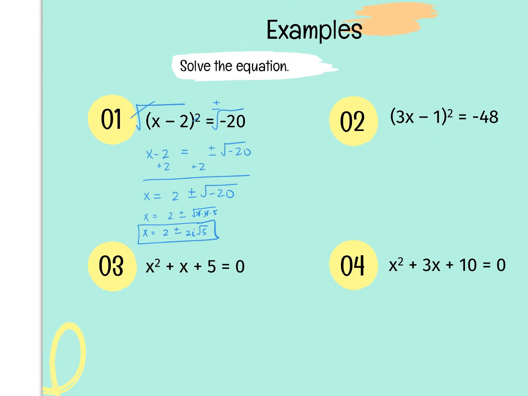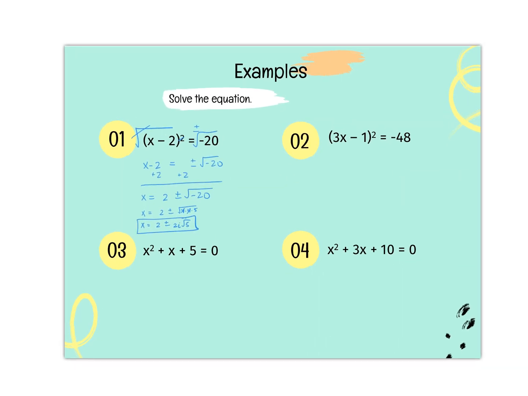Now, we keep going. We go to number 2. And again, we're in the same situation here. We've got this square root. Let's solve using square roots. So square root, plus or minus square root. And again, I'm going to get 3x minus 1 on the left. And on the right, you're going to get the square root of negative 48. Now, we can leave it in there for now if you want. Let's just leave it and move everything else over.